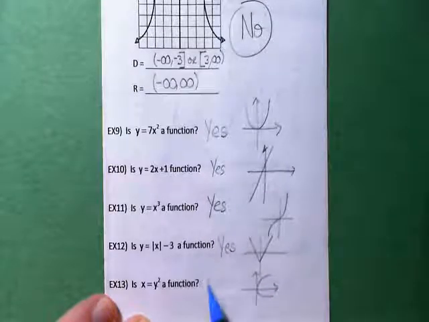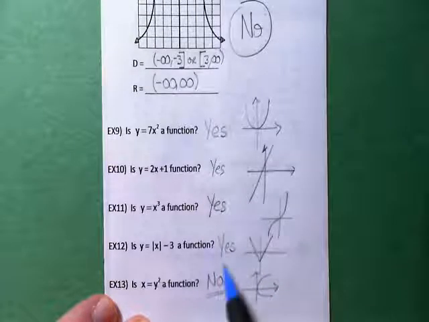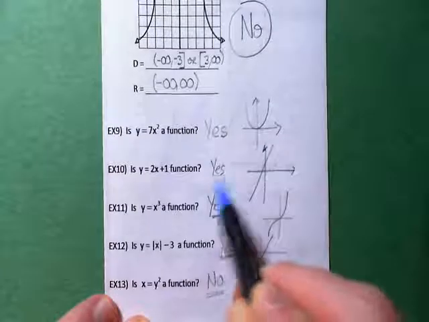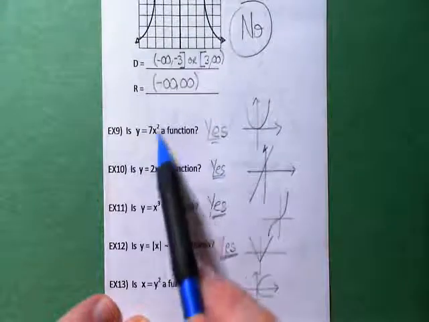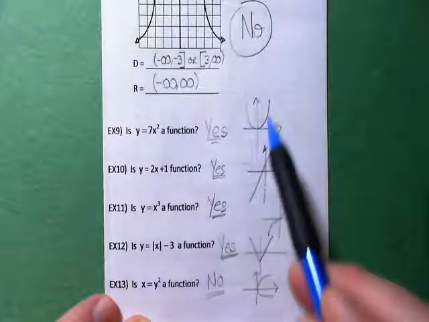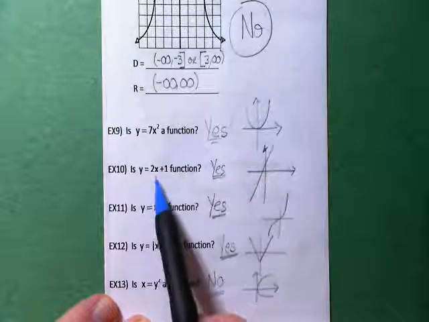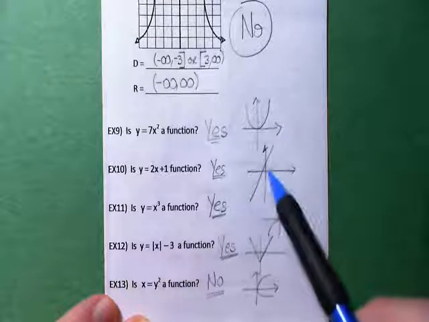And as you can see, this is not a function. Okay, so for the purpose of this class, we're just going to remember that the quadratic function is going to look something like this, a U shape. A linear function just looks like a straight line.